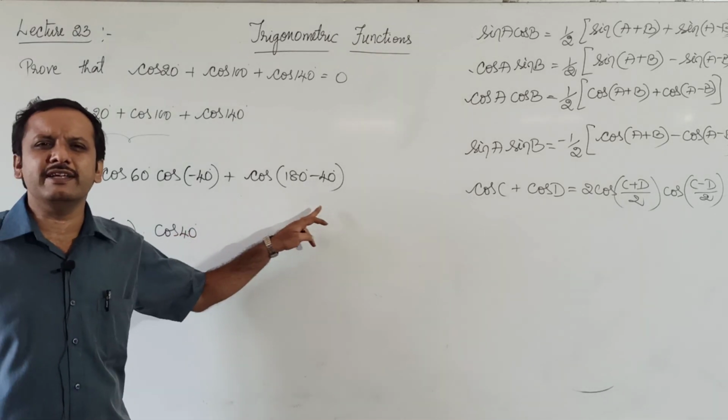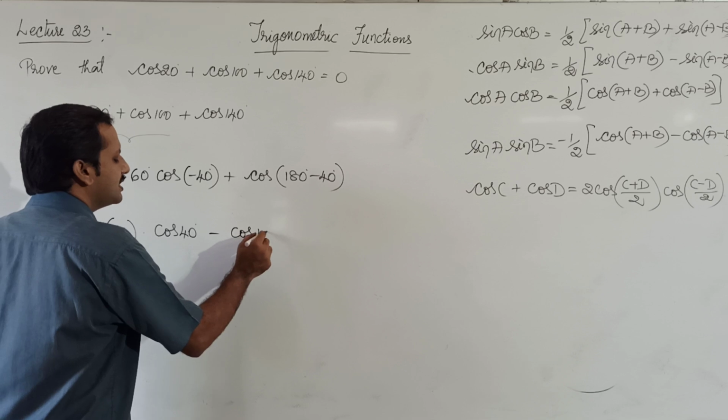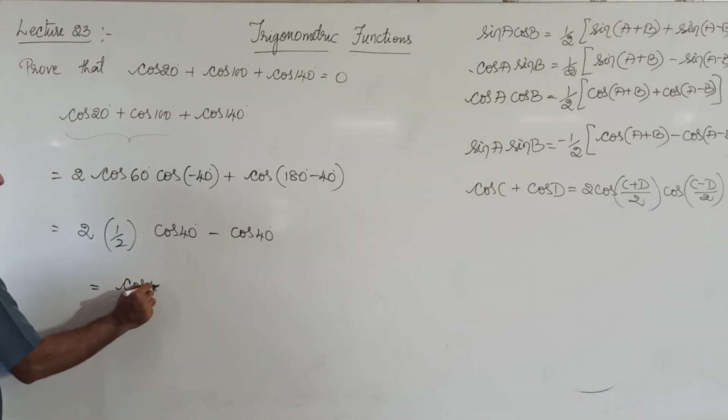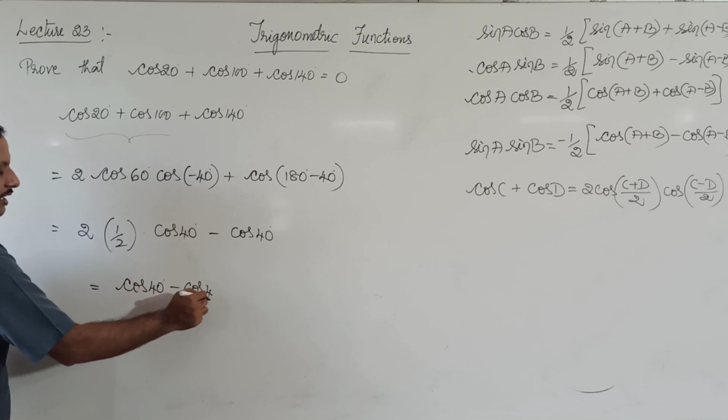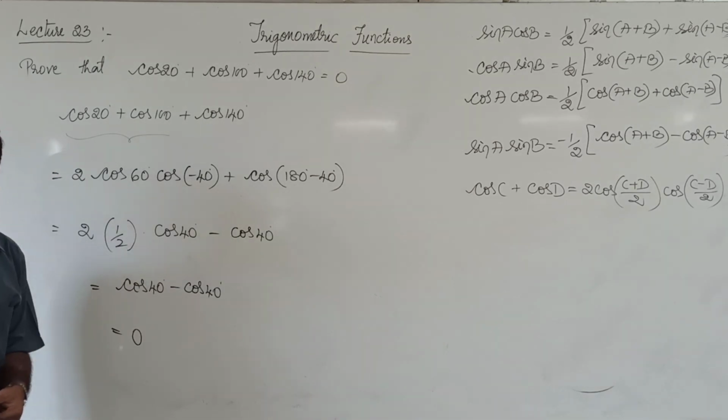This is like cos (180 minus theta). Cos (180 minus theta), you know, it is minus cos theta. So minus cos 40 degree. Here 2 gets cancelled. Hence you have cos 40 degree minus cos 40 degree. Both get cancelled. You are left with 0.